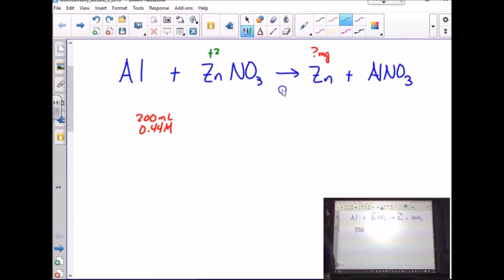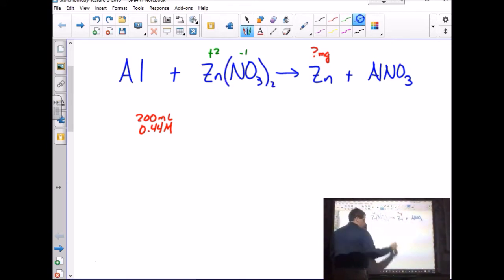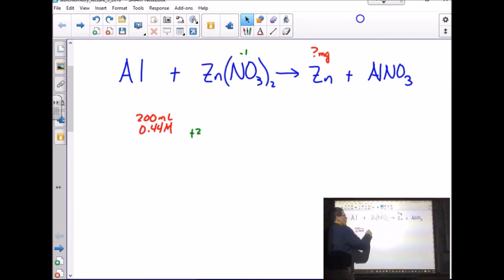What's the charge on nitrate, NO3? -1. Don't forget that. So is that balanced as written? No, we need 2 of those, right? Okay. So let's move you out of the way. Actually, let's just zap you.